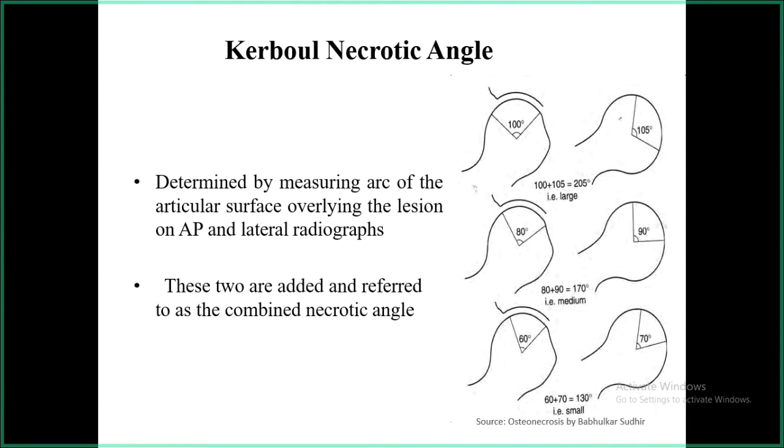If it is more than 200, it is a large lesion. If it is 150 to 200 in the range, then it is a medium lesion. And if it is smaller than 150, then it is a small lesion.